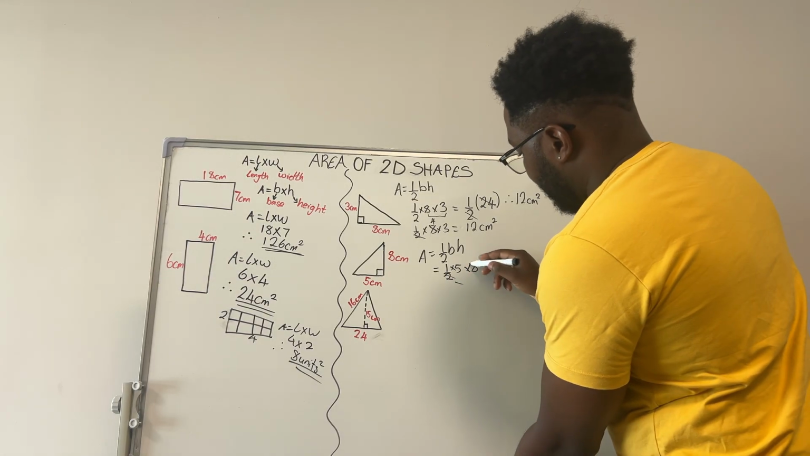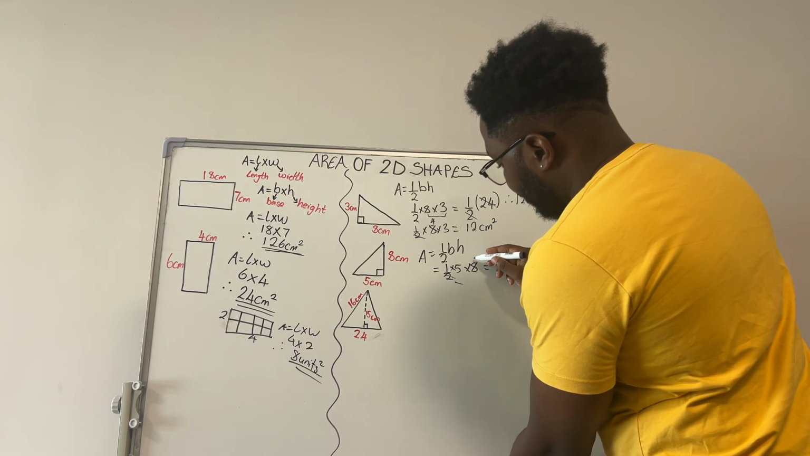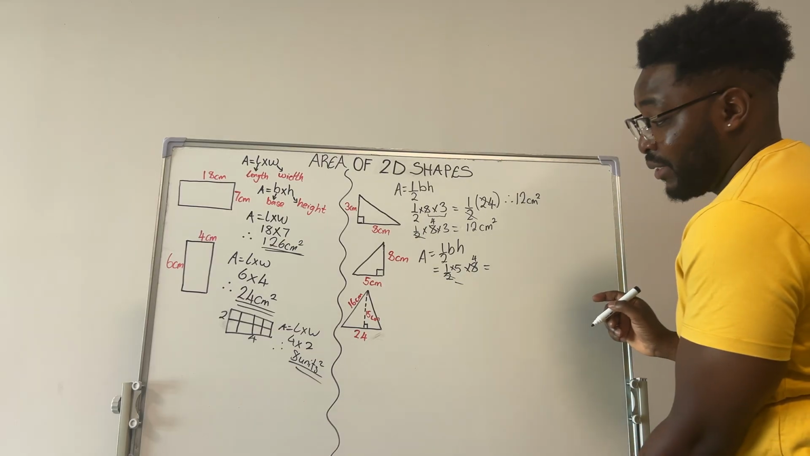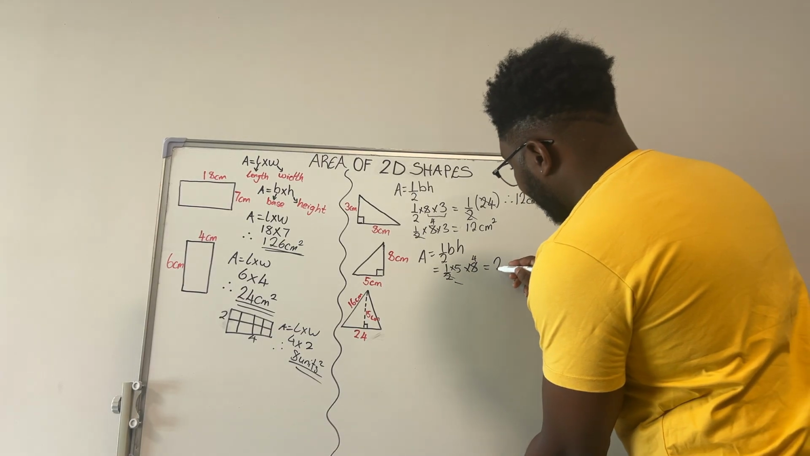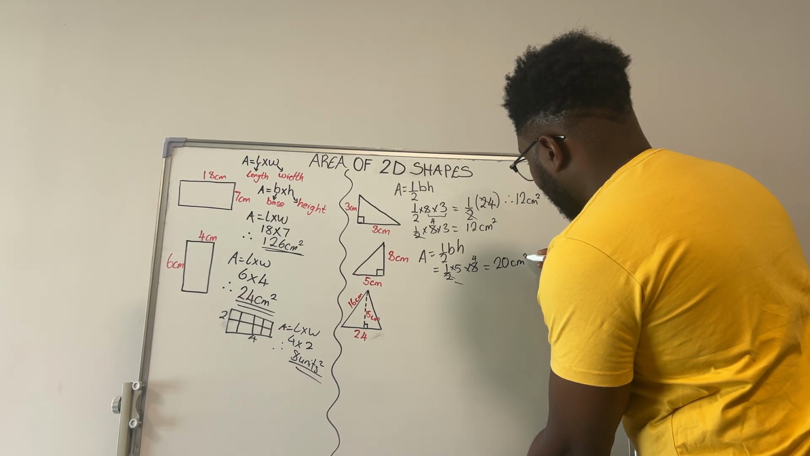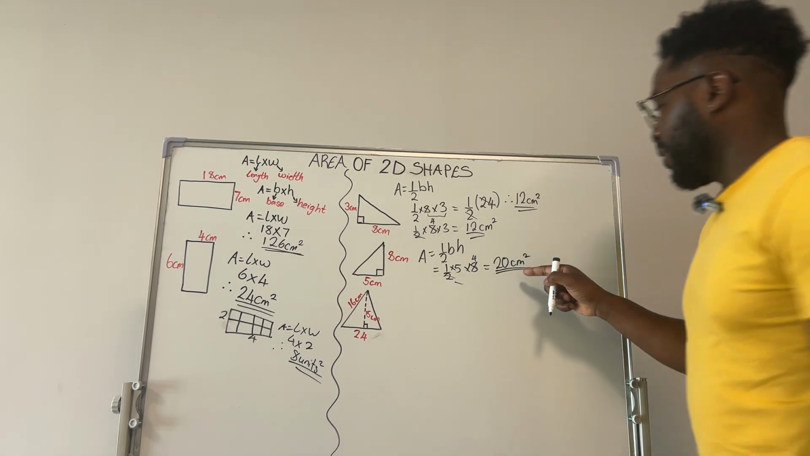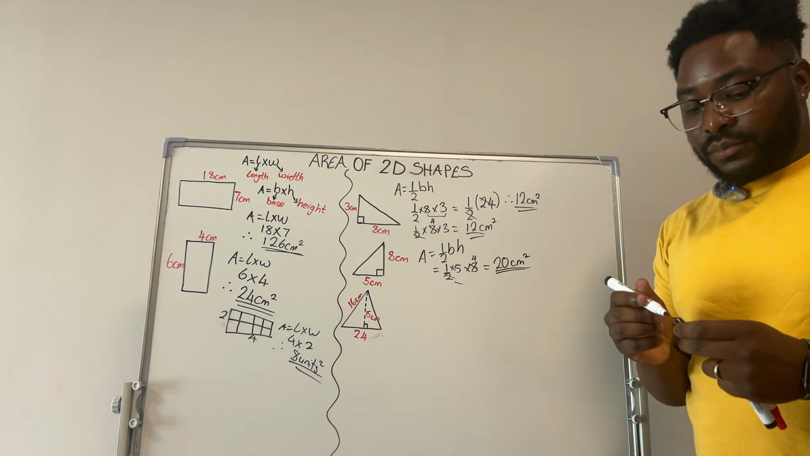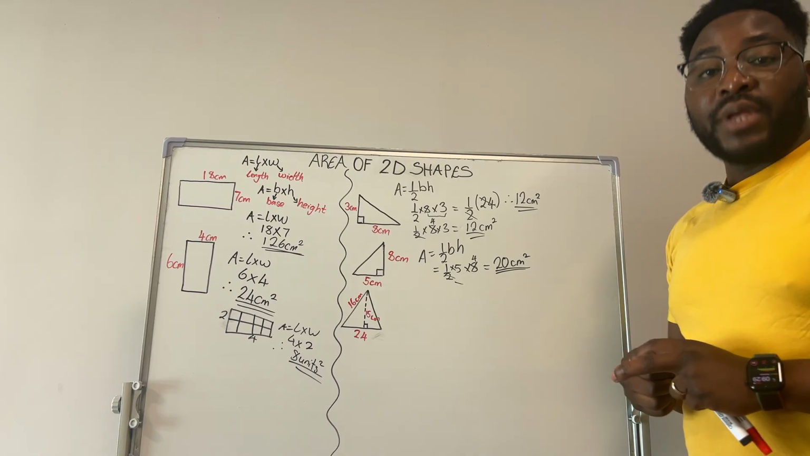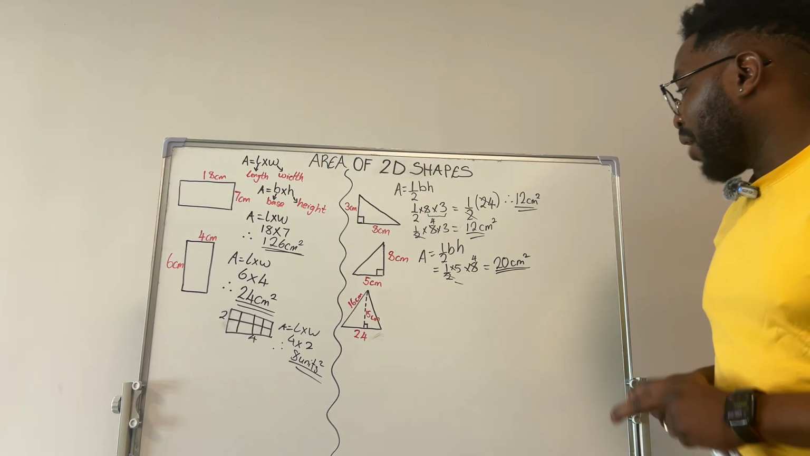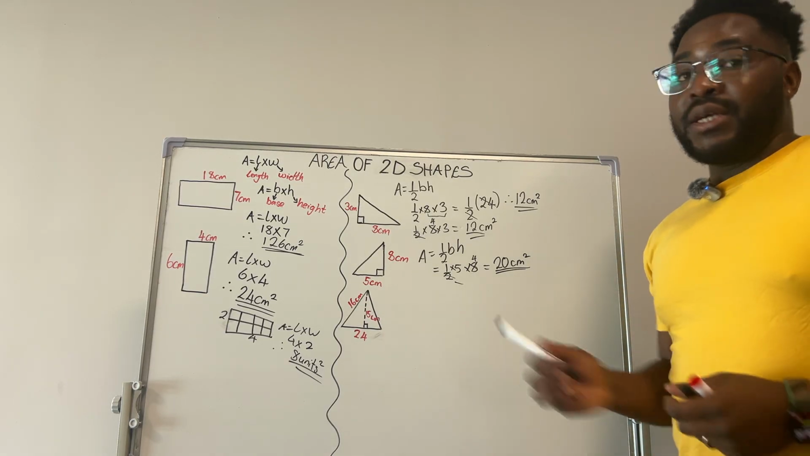So then what will that give me? I'm just going to cancel it over here. 2 into 8 is 4, right? 4 multiplied by 5 is 20 centimeter squared. So this is the area of our second triangle over here. Okay, let's get to finding the area of our third triangle.